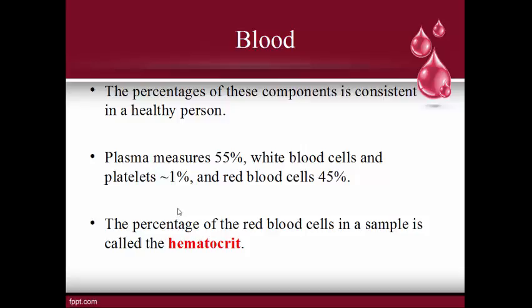And the percentage of the red blood cells in a given sample is called the hematocrit. So the hematocrit is a blood test. The percentage of red blood cells, which will be roughly 45% of a sample. So if it's too high, they're being made too much, which is a problem. If that's much lower than 45, then something is wrong. It's most likely an injury somewhere where you're just bleeding.